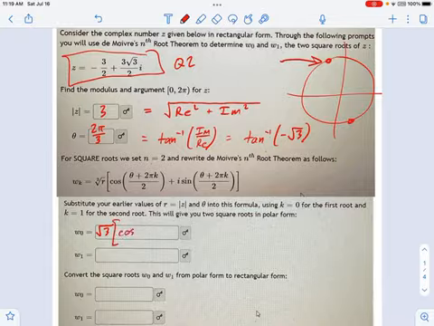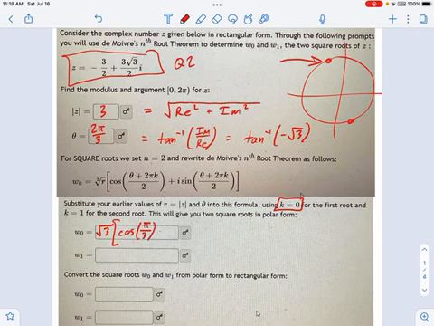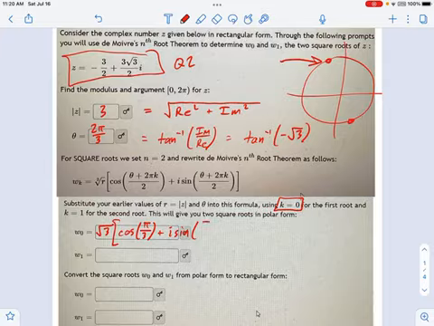Times the cosine of, now, first thing I'm going to do is use k equals 0. That's important. See right here, w sub k, that's going to be 0. So this becomes theta over 2. Now, theta is 2 pi over 3, so this is 1 pi over 3. And that's it for the first root. The hard part really is finding the angle.